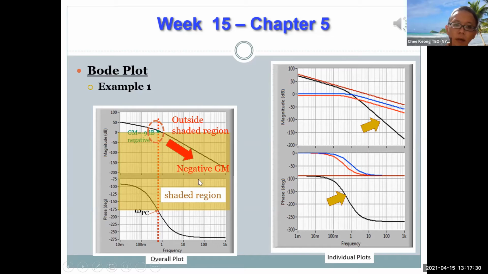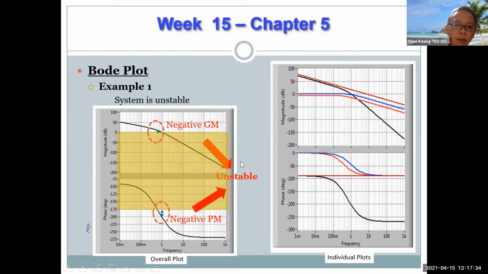So therefore, okay, next slide, we will conclude the stability status, right? With both negative gain margin and phase margin, we can conclude that the system is unstable. So basically, how do we conclude that they are negative? Because both the phase margin and gain margin lie outside the shaded region, which is bounded by 0 dB and minus 180 degrees. So because of that, both of them are negative. We can conclude that the system is unstable. So that is for example 1.